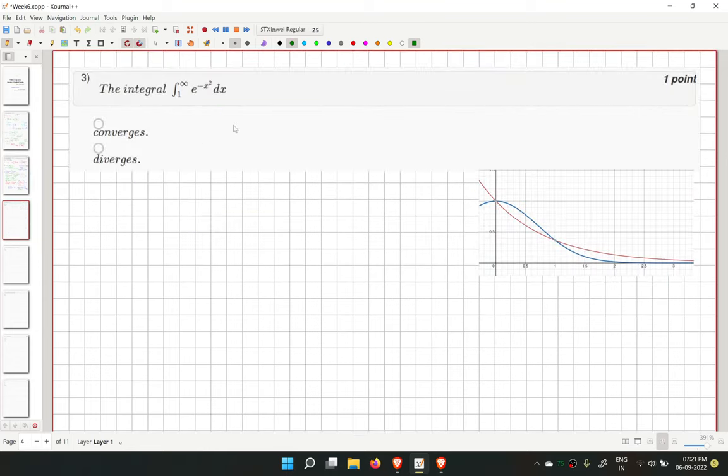Okay, so here we have been asked whether the integral, let us again denote it as I, from 1 to infinity e to the power minus x squared dx is diverging or converging. Okay, so we do not have to actually evaluate the integration here.